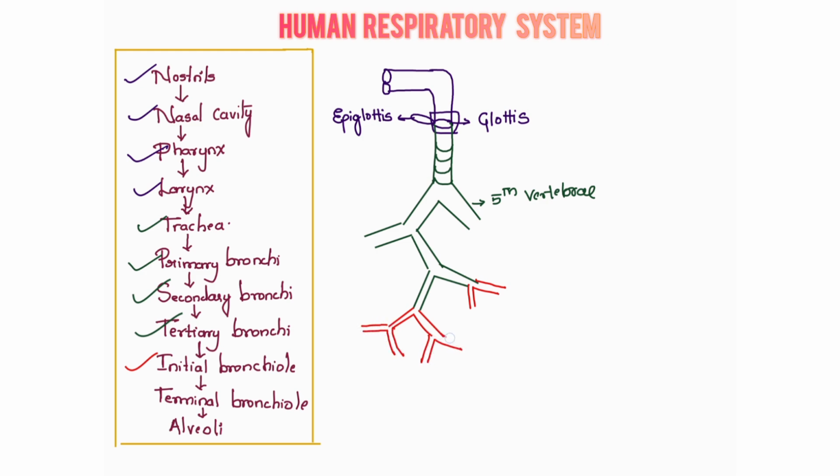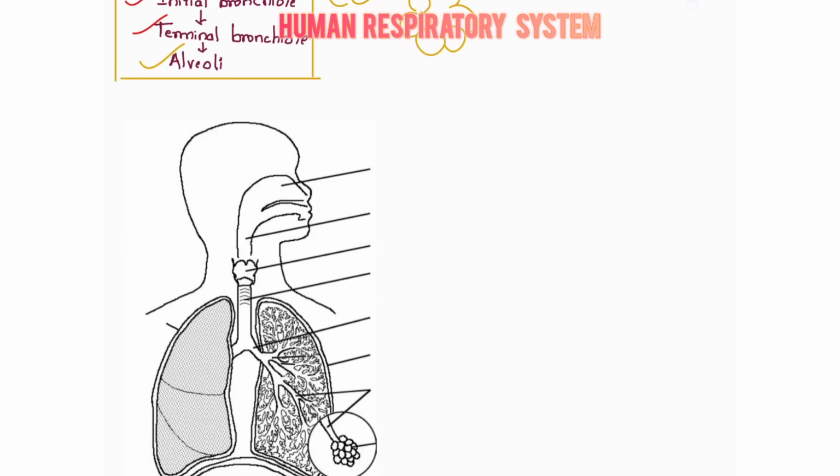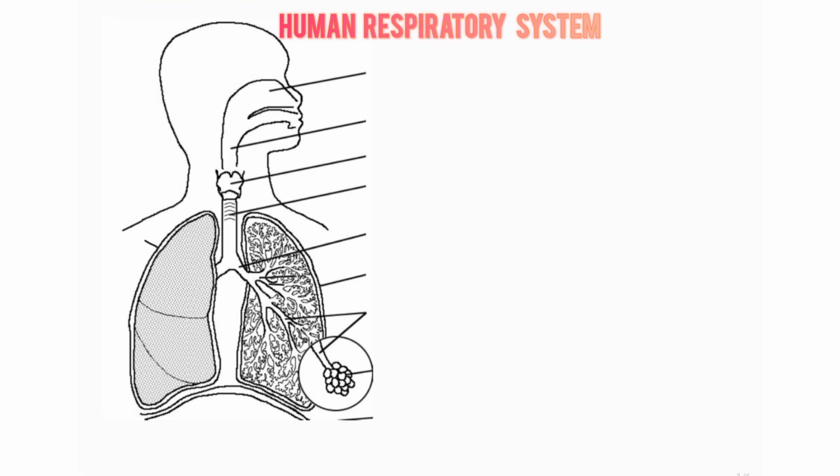To the terminal bronchioles there is a vascular, irregular-shaped, bag-like structure which is known as the alveoli. And the C-shaped cartilaginous ring continues from the trachea till the initial bronchiole, and it won't be present in the terminal bronchiole. Next, let's continue with the labelling of the human respiratory system.